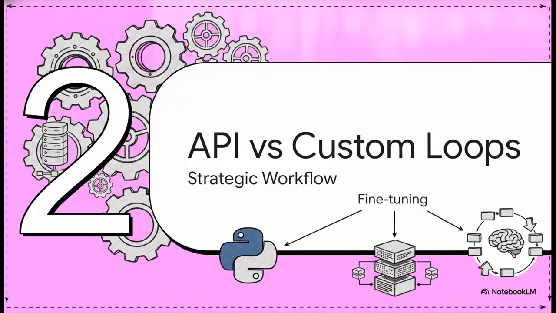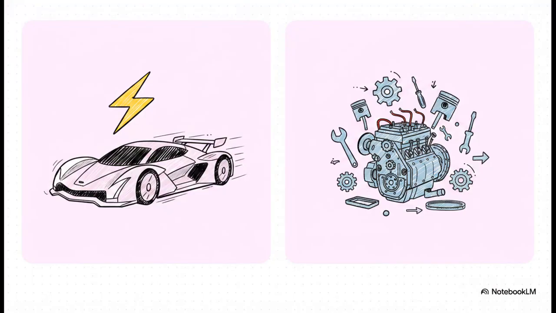Section 2. Trainer API versus Custom Loops, the Strategic Workflow. Now, what's really interesting about this slide is how it highlights the strategy behind the code. Because having multiple tools is fantastic, for sure. But knowing exactly when to use which tool, that's what separates a beginner from a seasoned ML practitioner. So let's focus on those two main methods you've learned for fine-tuning. Right here, we see a direct contrast between our approaches.